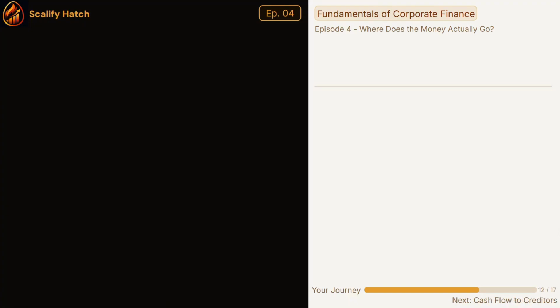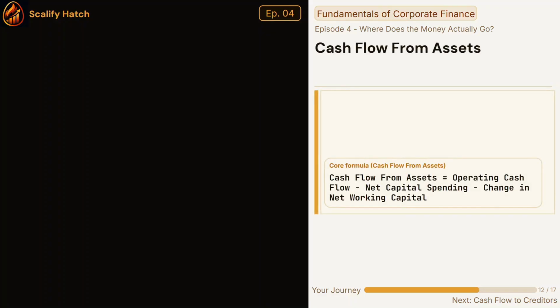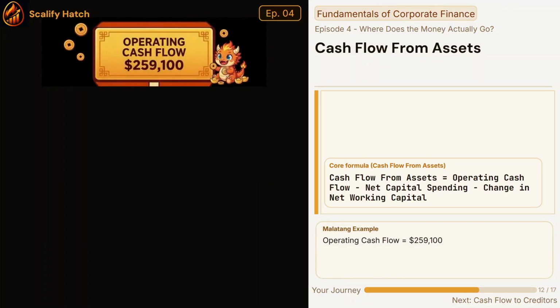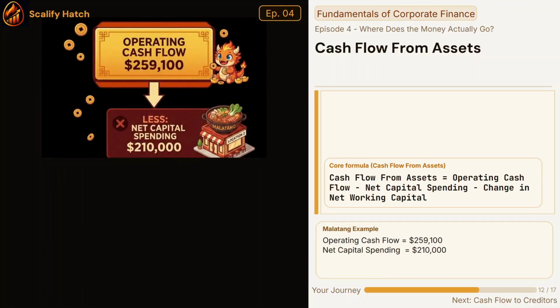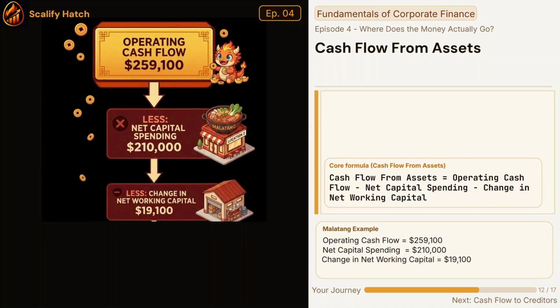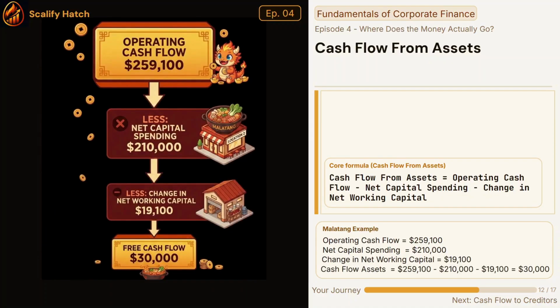Now let's put the whole left side of the identity together. Cash flow from assets equals operating cash flow minus net capital spending minus the change in net working capital. So that is $259,100 minus $210,000 minus $19,100, and that leaves us with $30,000. This is often called free cash flow, the cash that's truly left over after running the business and reinvesting in it. Notice how small that final number looks next to $259,100 in operating cash flow.